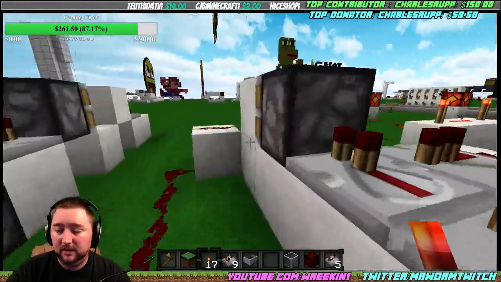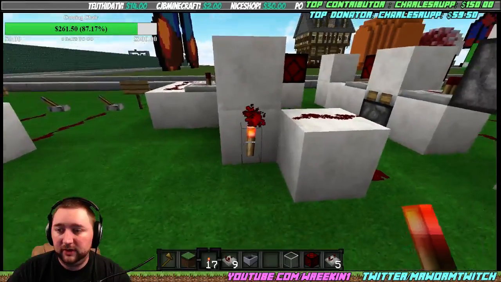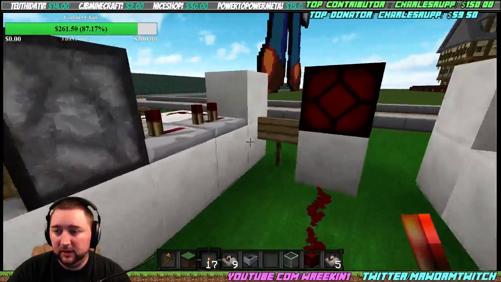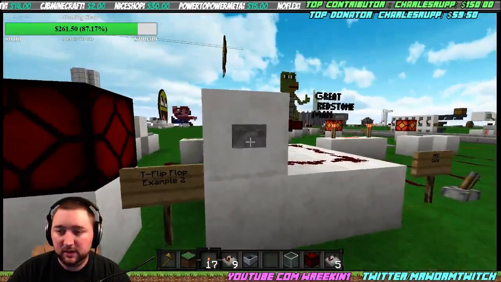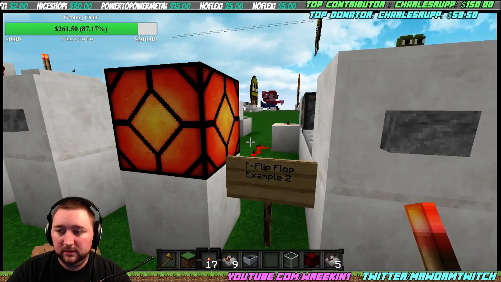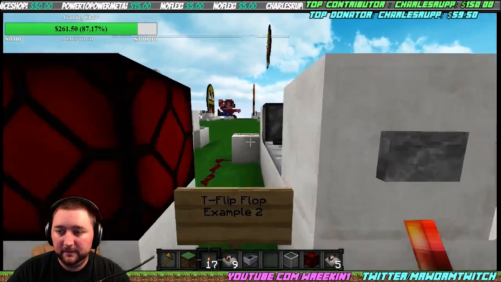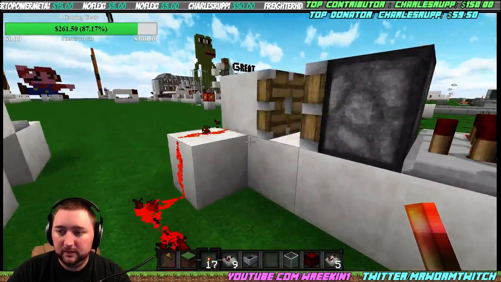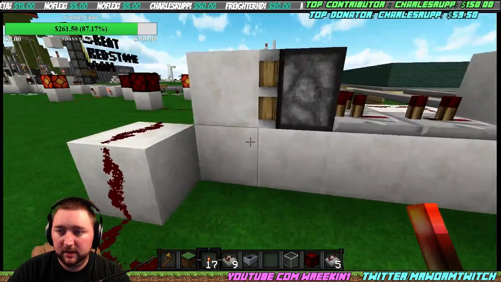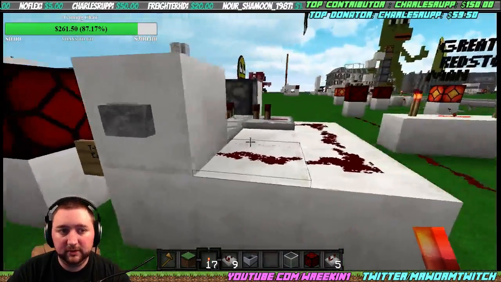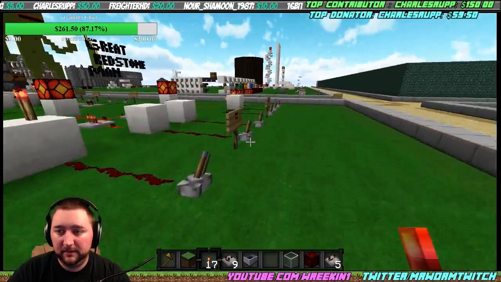Okay, and the T flip-flop just has a torch on the bottom of it. So when the block pushes out or pulls in, the signal changes. Okay, so single push, single pull back, single push, single pull back. Okay, and that's it. So this is just a 1-tick pulse. That's it, right?